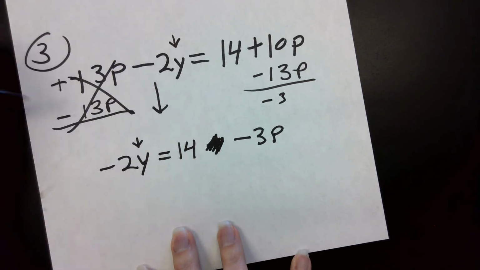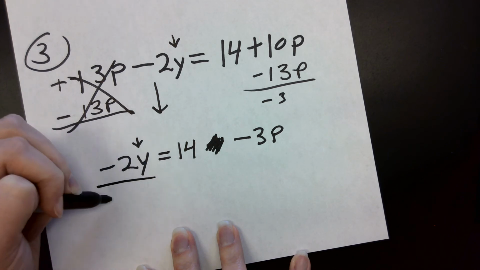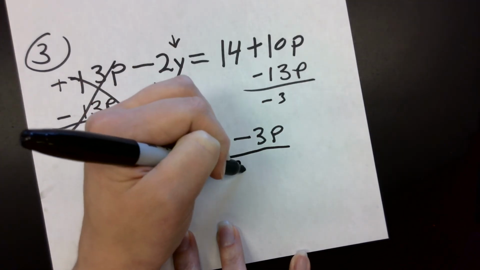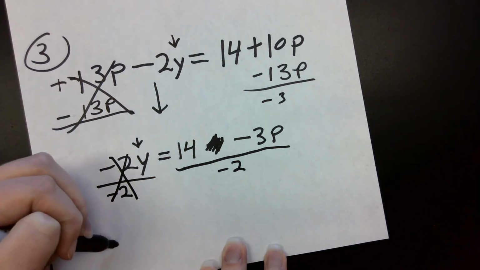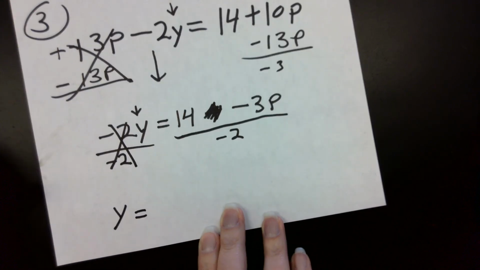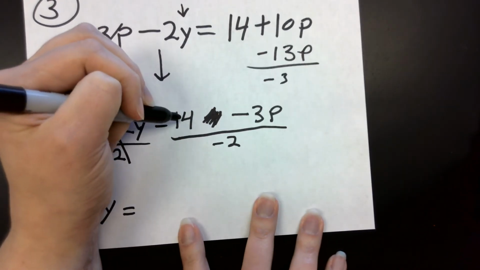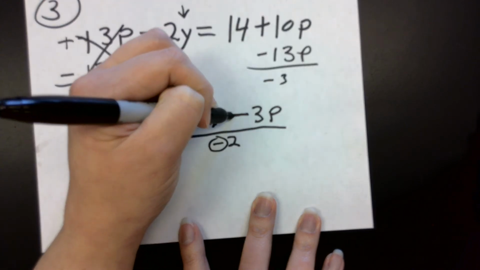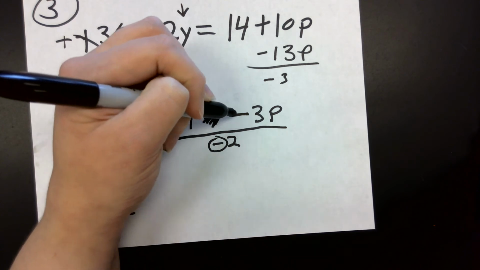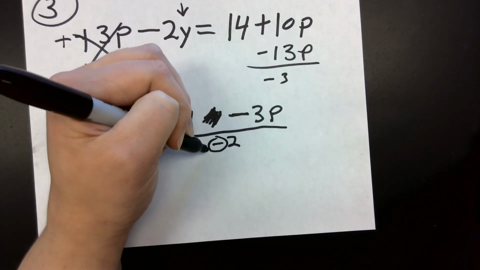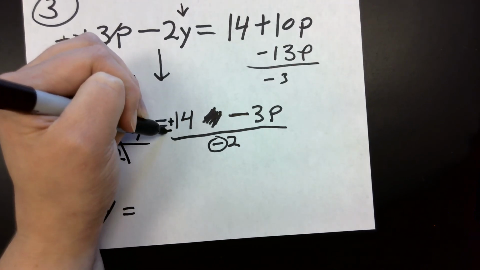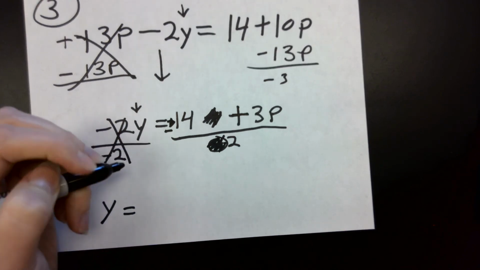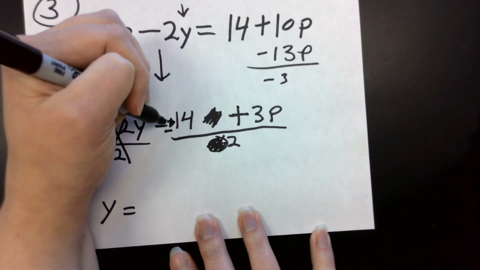Now we have to get y all by itself, so we divide by negative 2, and you divide by negative 2 over here. That gets rid of that, and y follows down. Here it gets a little dicey because you have a negative. When you have a negative, it does stuff to the signs up here. This 14 is positive, and this is a negative 3. When you divide by a negative, this changes into a negative, and this changes into a positive, and this gets canceled out. So now all of a sudden we have a positive 3p and a negative 14.